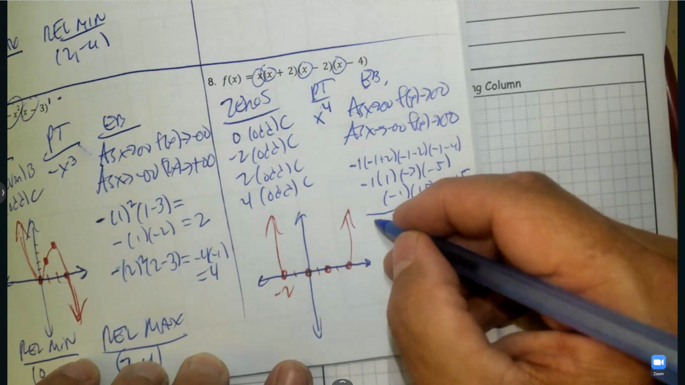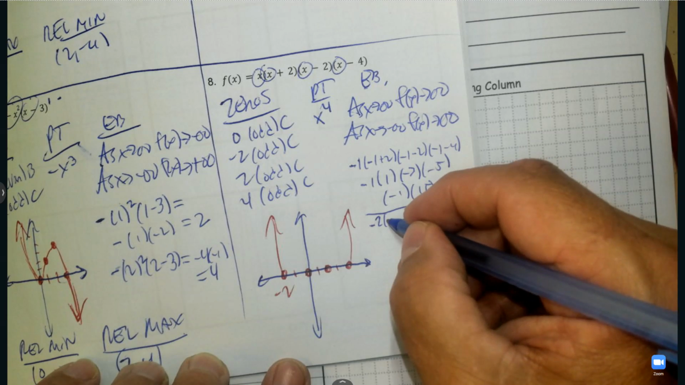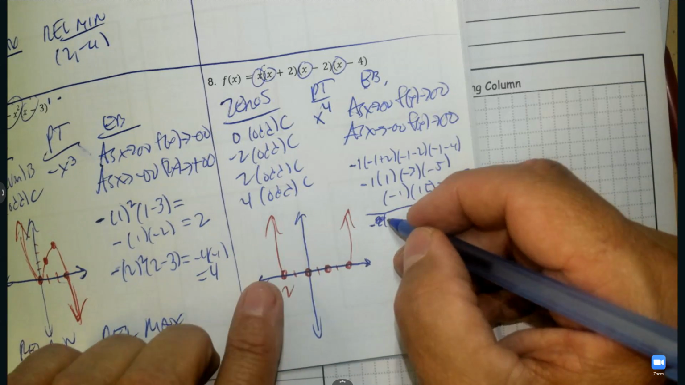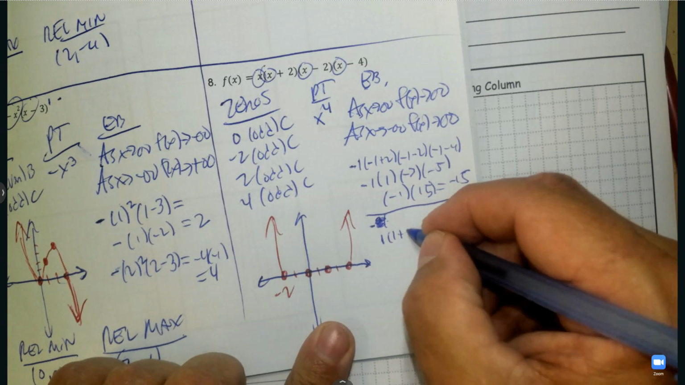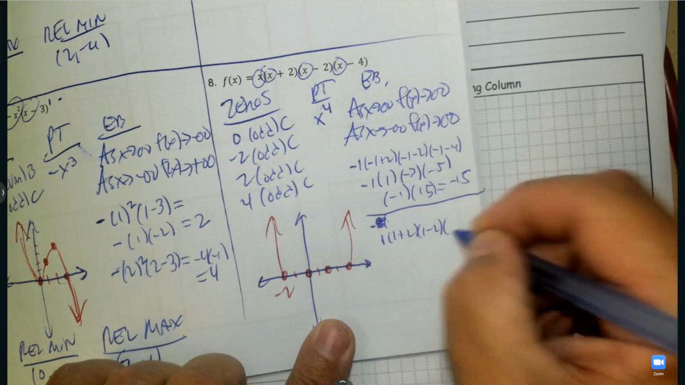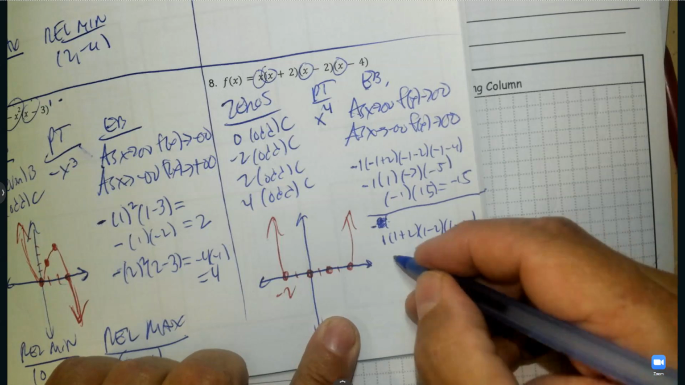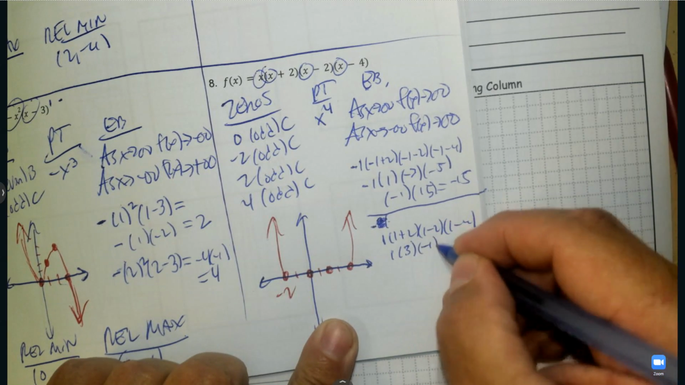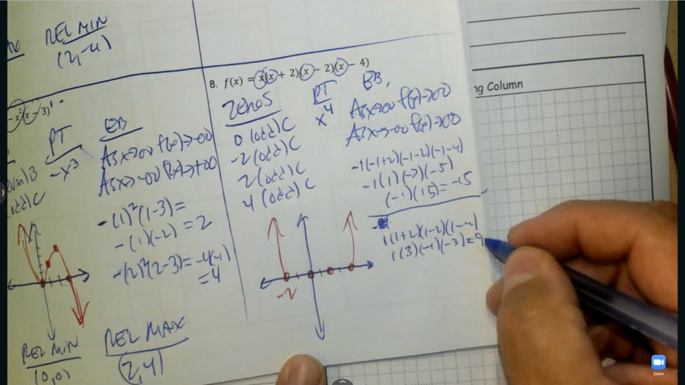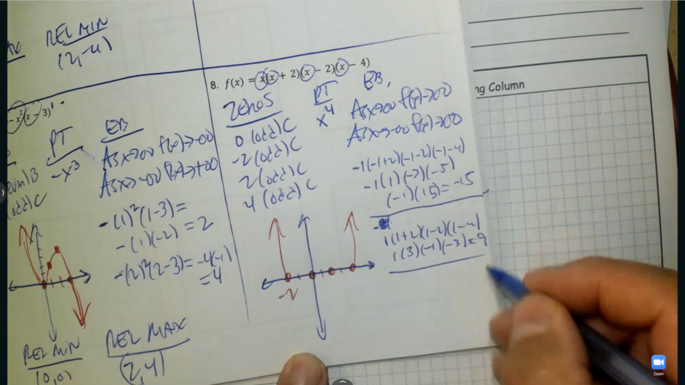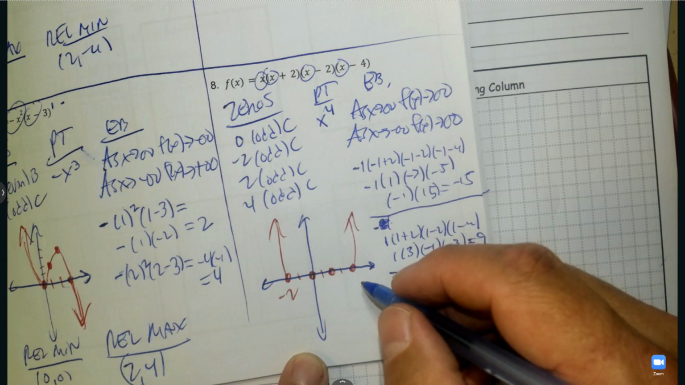All right, negative 2 times, no, not negative 2. What do we got? Sorry, positive 1. So positive 1, 1 plus 2, 1 take away 2, 1 take away 4. So that's 3, that's negative 1, that's negative 3, that's positive 9. Got it. And then the last one is at positive 4.